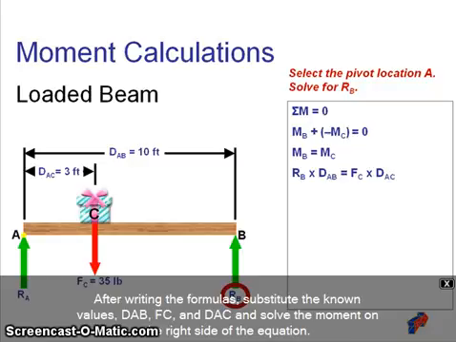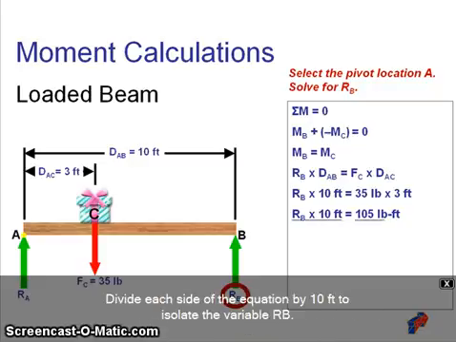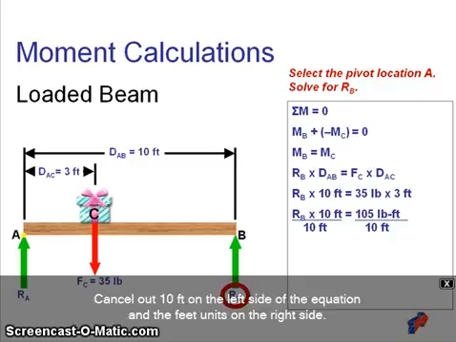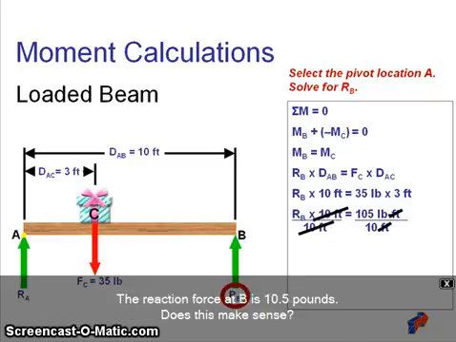After writing the formulas, substitute the known values dAb, Fc, and dAc, and solve the moment on the right side of the equation. Divide each side of the equation by 10 feet to isolate the variable Rb. Cancel out 10 feet on the left side of the equation and the feet units on the right side. The reaction force at B is 10.5 pounds.